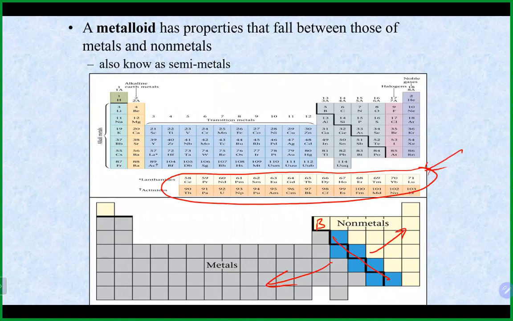So the semi-metals pretty much have properties that fall on both sides. The same element will have some properties that are considered metal-type properties, and some properties that are considered non-metal. So semiconductors and stuff like that. They have properties that fall on both sides, which makes sense given where they're located on the periodic table.